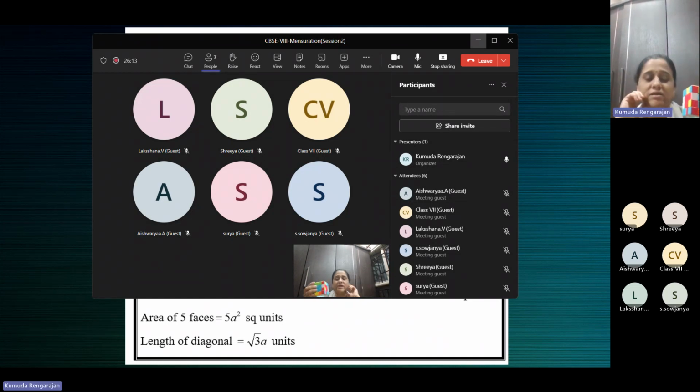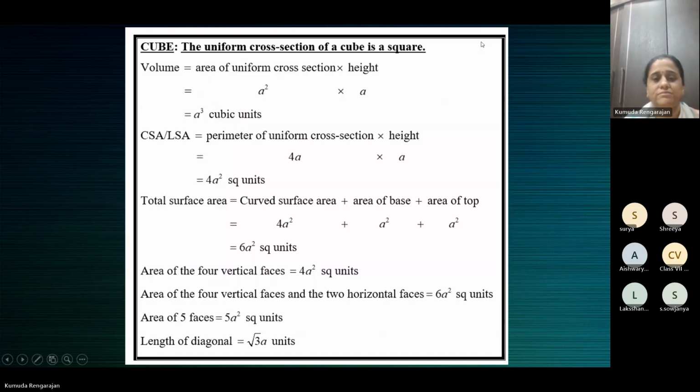So that's about area. Okay, let me show you the presentation. So you can see here, children, what we just understood. Volume is equal to area of the uniform cross section into height. The uniform cross section is a square. The area of the square is A square. So A square into A, which is A cubed cubic units.